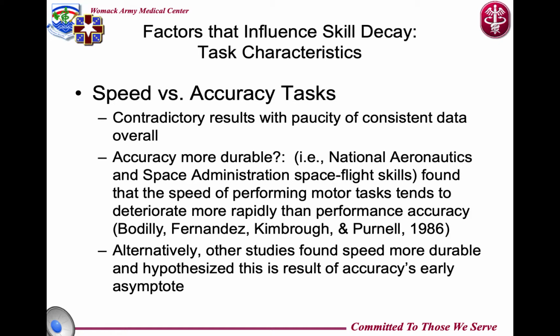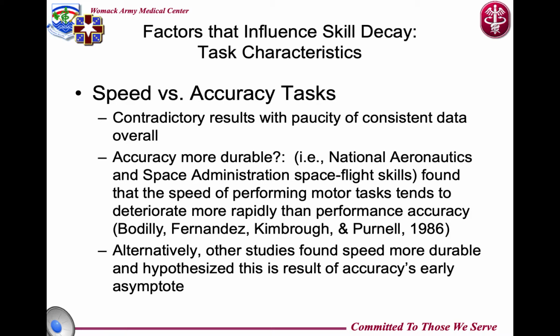There are inconsistent results from studies examining the relative durability of tasks characterized by speed versus those more characterized by accuracy. NASA was actually examining astronaut spaceflight skills and found that the speed of performing motor tasks tends to deteriorate more rapidly than performance accuracy.